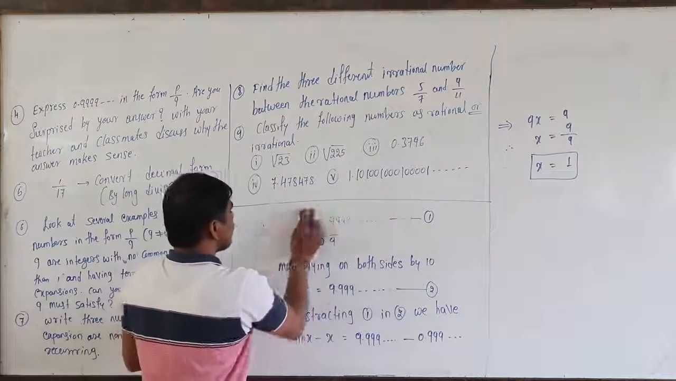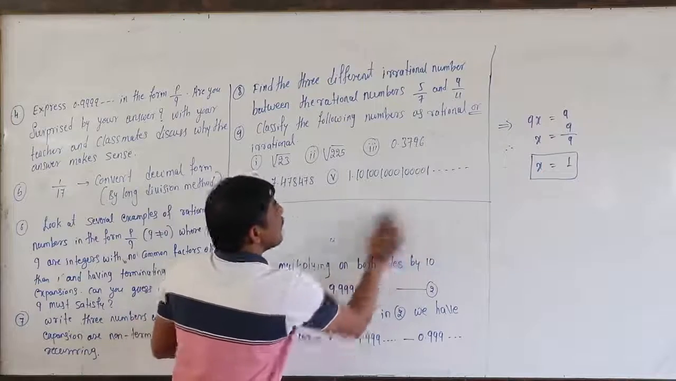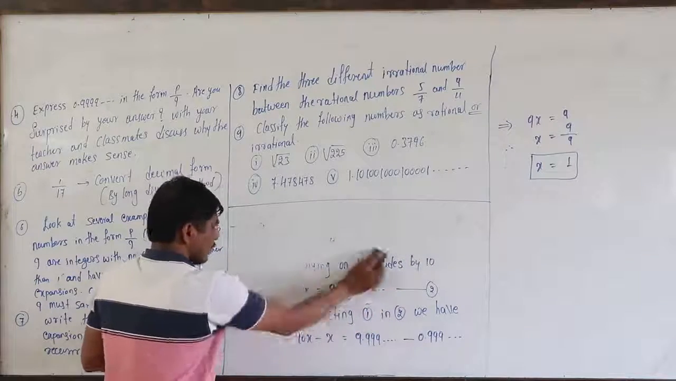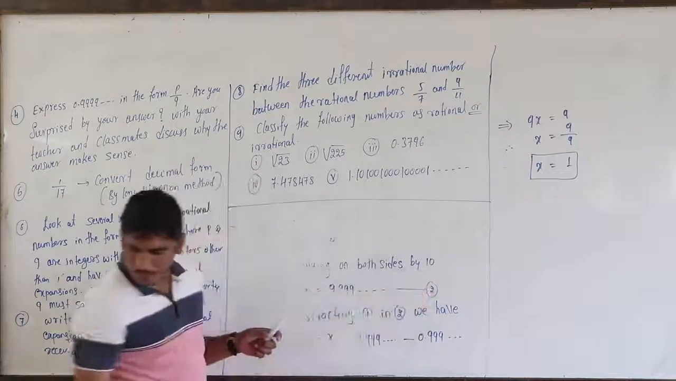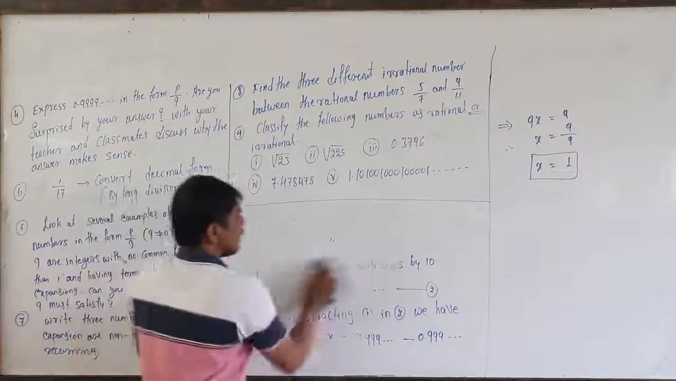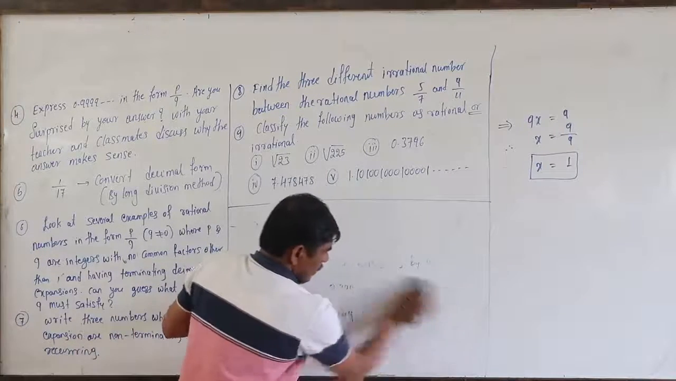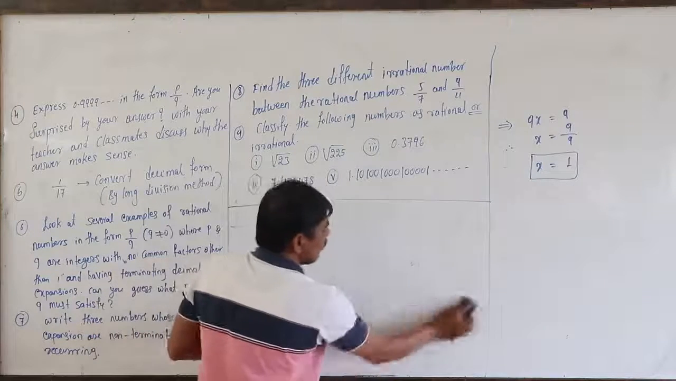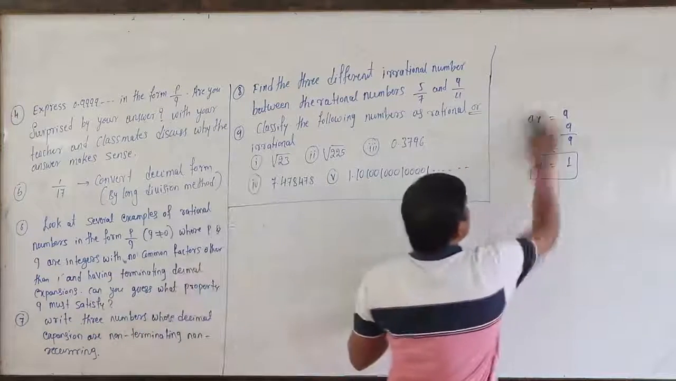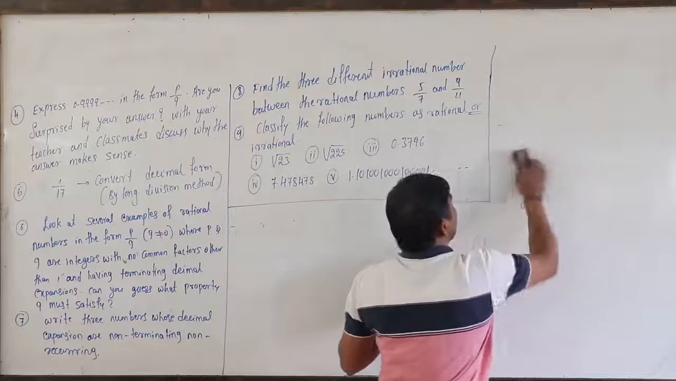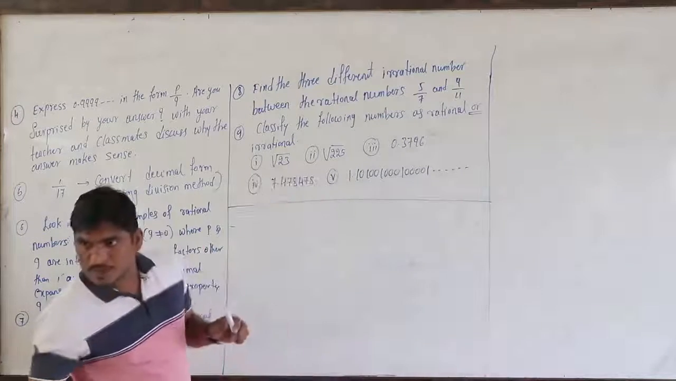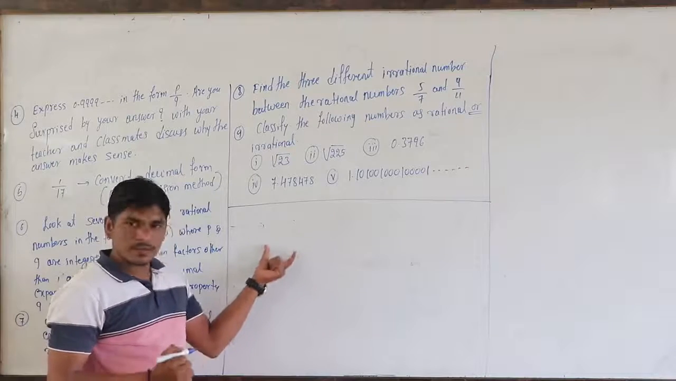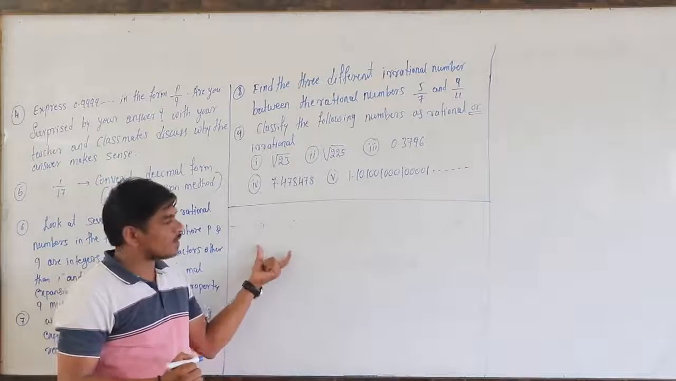What do you mean by terminating decimal expansions? You already know about terminating numbers, and terminating numbers are completely divisible. The given numbers are in the form of p by q. We simplify, then after simplifying the value becomes completely divisible, and the remainder becomes 0.